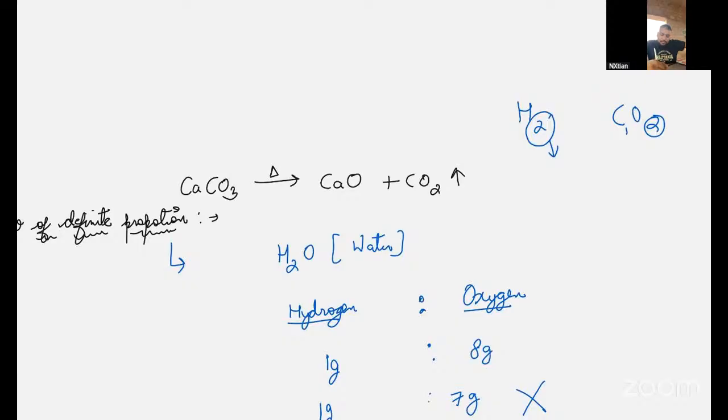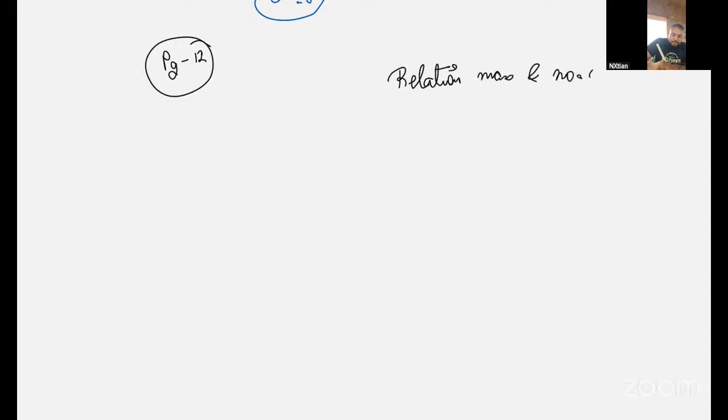Then we learn about this. Now we will learn about the relationship between mass and number of particles. Phase number 2. Now the real chemistry will start. The chapter will start now, the sums will start, all the numericals will start. So what is the relationship? First, we will understand the relationship between mass and number of what?